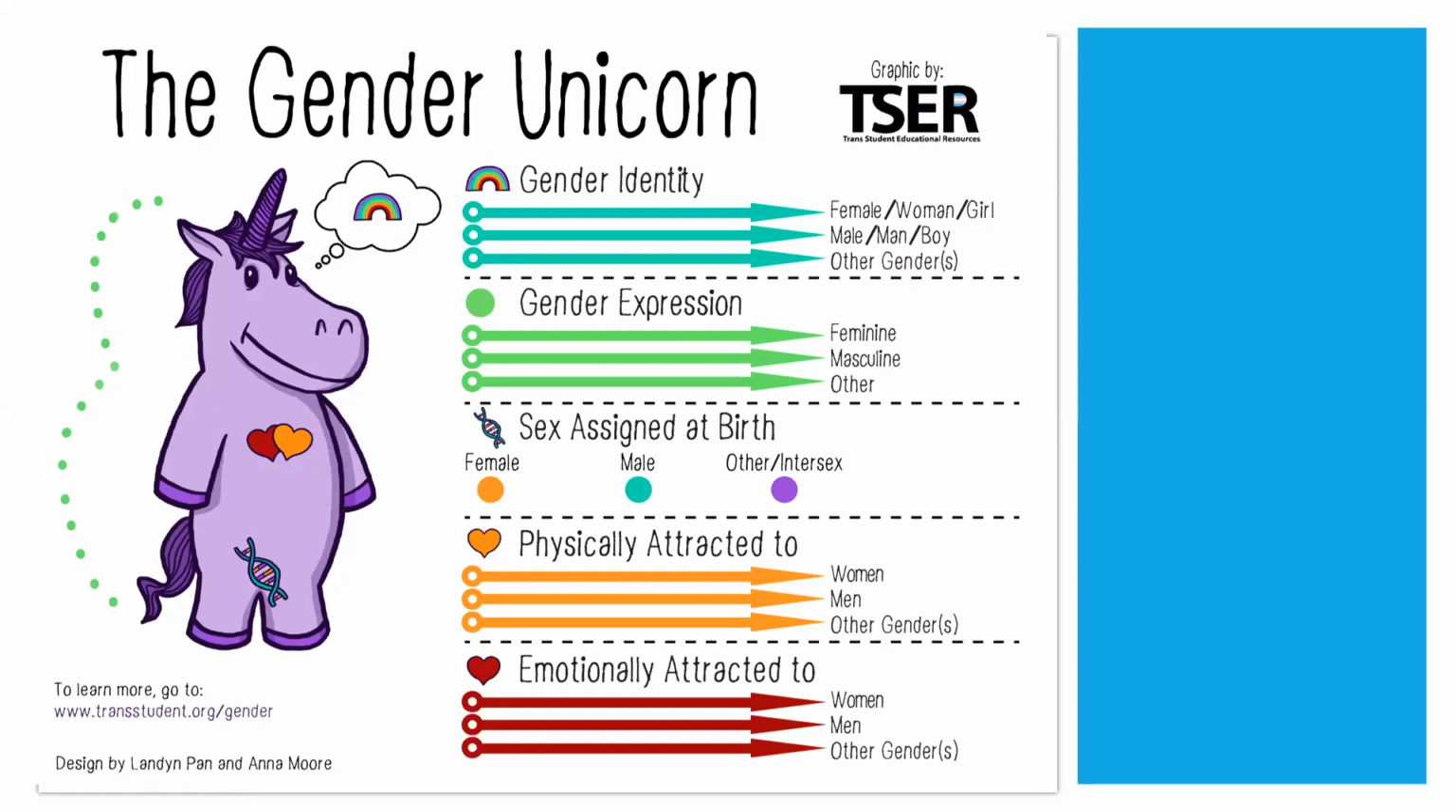And then emotionally attracted to, this is more along the lines of romantic feelings. So do you have romantic feelings for a woman? Do you have romantic feelings for a man? Do you have romantic feelings for someone who identifies as non-binary? The point is, with physical and emotional attraction, you can experience physical attraction to women, and you can be physically attracted to men, and be emotionally attracted to men as well.